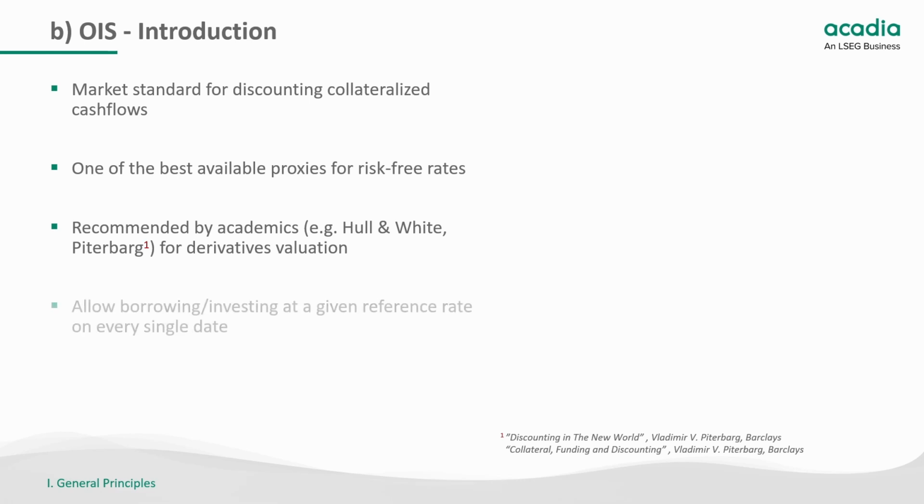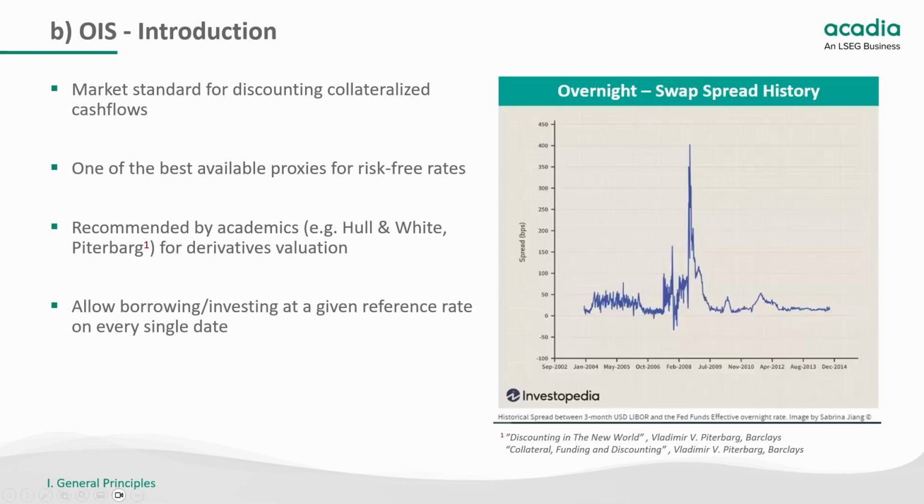Well, that's because the main implicit assumption of a bootstrap is that on every single date, except weekends and holidays, we can borrow or invest at a given reference rate, and the overnight rates allow just that. There are two bits of history and context that need to be shared.